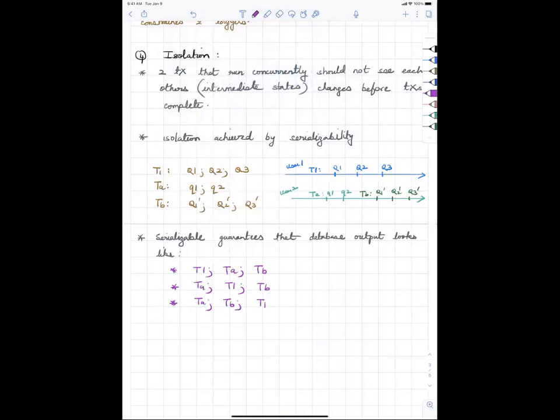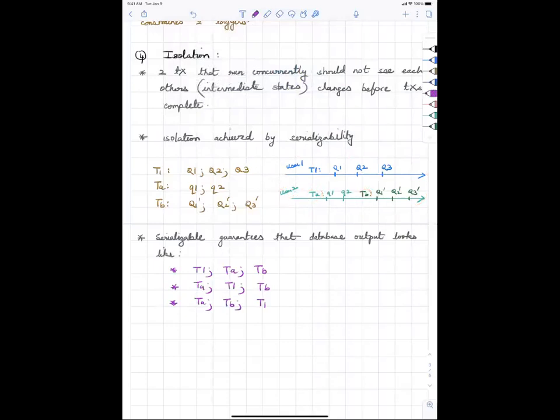Yes. So the database system will guarantee that the output will look like this. But if you look out here, these two transactions could be running concurrently. So TA and TB can never run concurrently because it's run by the same user. So TA must always come before TB.